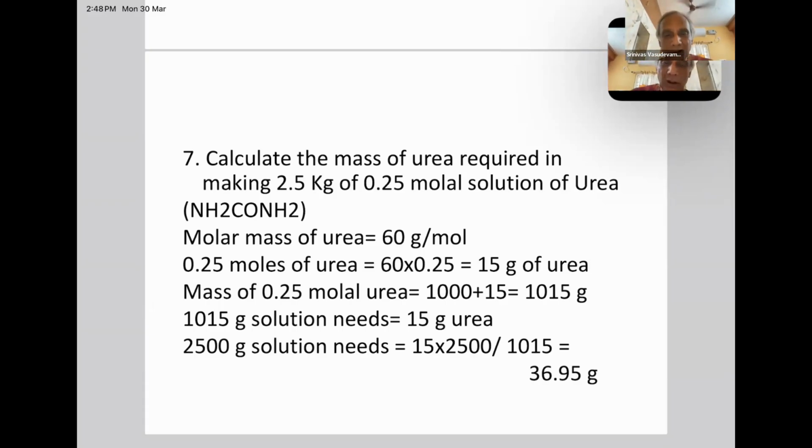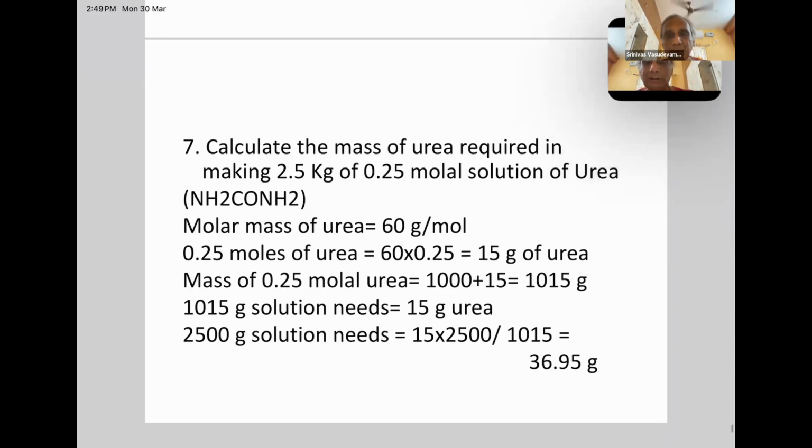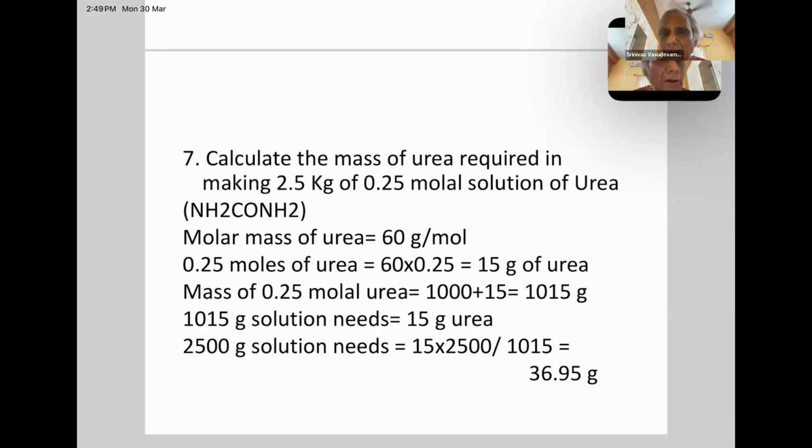Then we find out the mass of urea solution. 15 gram is urea, 1000 gram is water, 1015 grams. So in 1015 gram solution, I need 15 gram of urea. If I require 2.5 kilogram, 2500 gram solution, I have to make 15 into 2500 by 1015, which is equal to 36.95 grams.